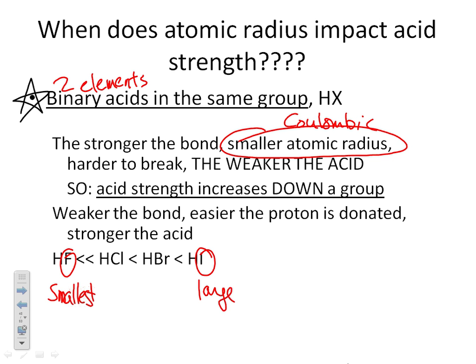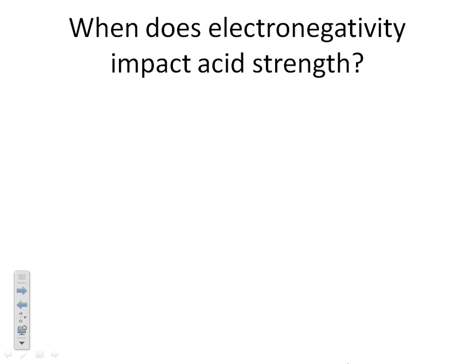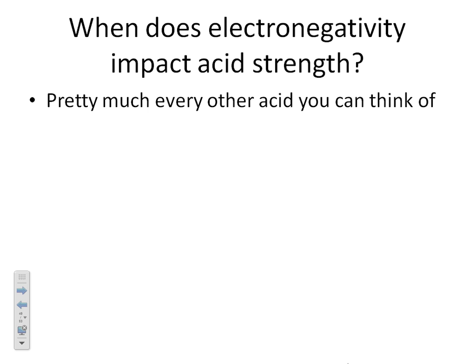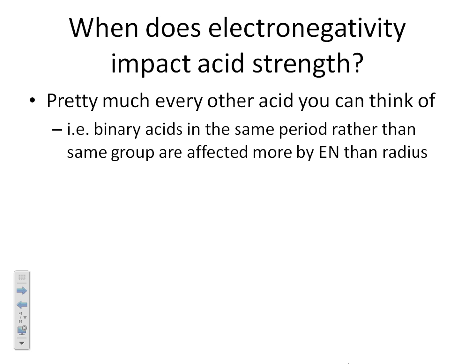So that's when we're talking about atomic radius. This is really the only time that atomic radius is our reason for looking at acid strength. The rest of the time that we're talking about acid strength, we are talking about electronegativity. So when does electronegativity impact acid strength? Basically any other possible situation you can think of. What I mean by that, if we have binary acids, but they're in the same period rather than the same group, they're impacted more by electronegativity than by radius.